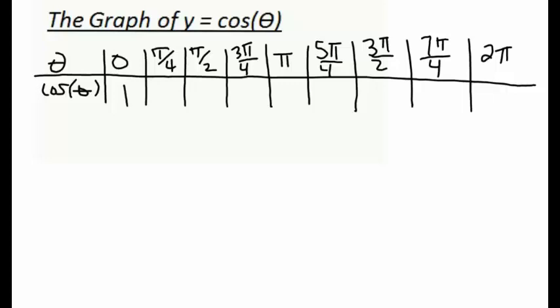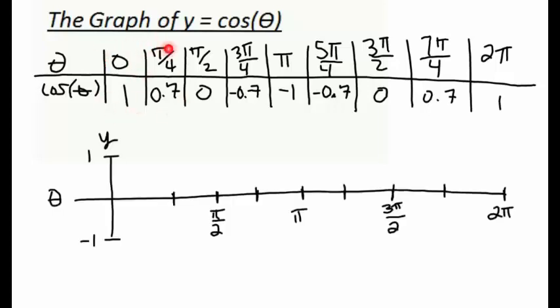Cosine of 0 is equal to 1, cosine of 45 is about 0.7, cosine of 90 is equal to 0, cosine of 135 is about negative 0.7, cosine of 180 is negative 1, cosine of 225 is again going to be about negative 0.7, cosine of 270 is equal to 0, cosine of 315 is about 0.7, and finally cosine of 360 is equal to 1.